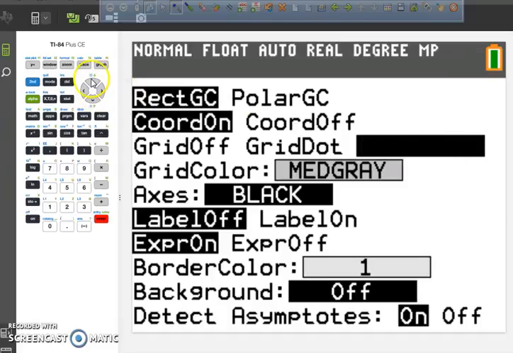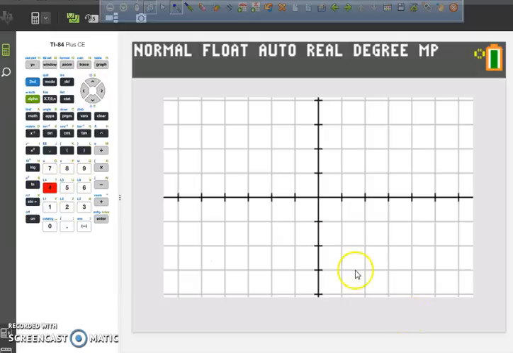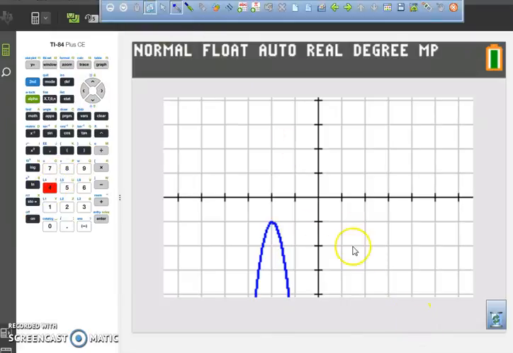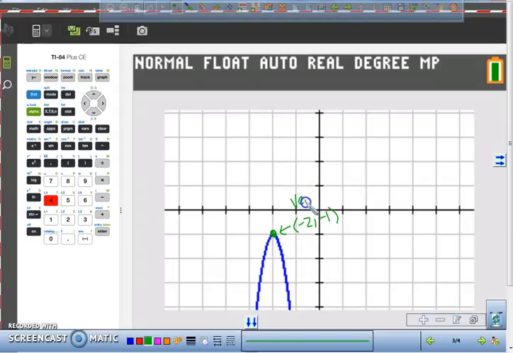The next thing I want you to do is hit zoom number 4 and watch what happens. Zoom number 4 squares everything up. That's if you have the color calculators. Can everybody see this point right here? That point right there is at a what? Negative 2, negative 1, which represents our vertex.